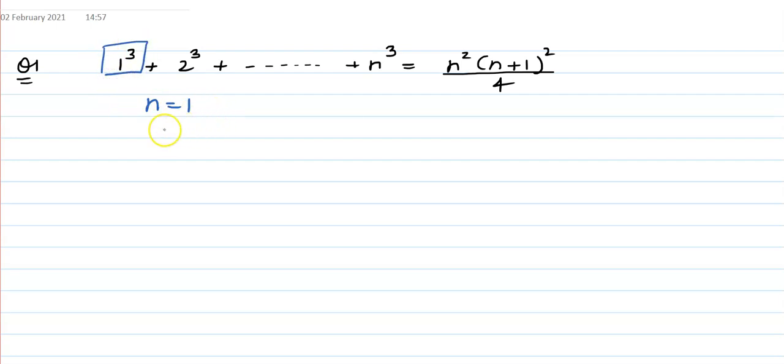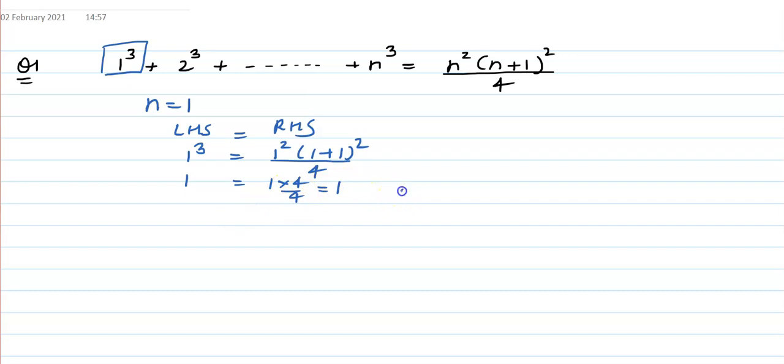So for n equal to 1, the left hand side is 1 cube, which is 1. For the right hand side, if you put n equal to 1, it will be 1 square times 1 plus 1 whole square over 4. 1 square is 1, 1 plus 1 is 2, 2 square is 4, 4 divided by 4 equals 1. So 1 equals 1, left hand side equals right hand side. So we can say it is true for n equal to 1.